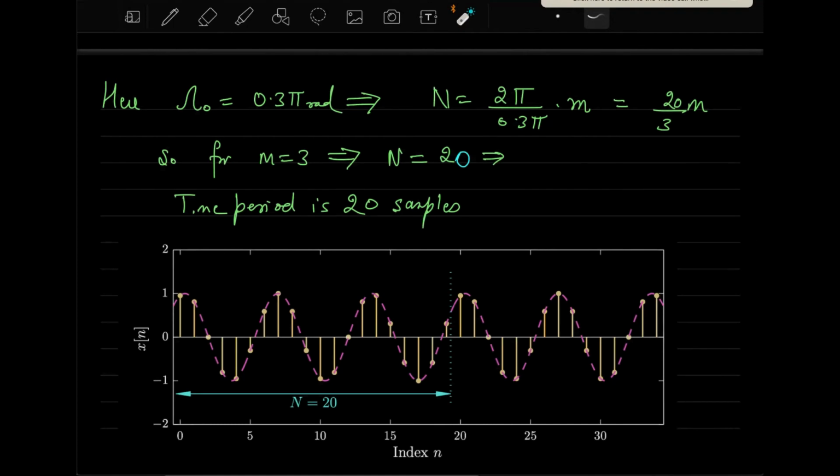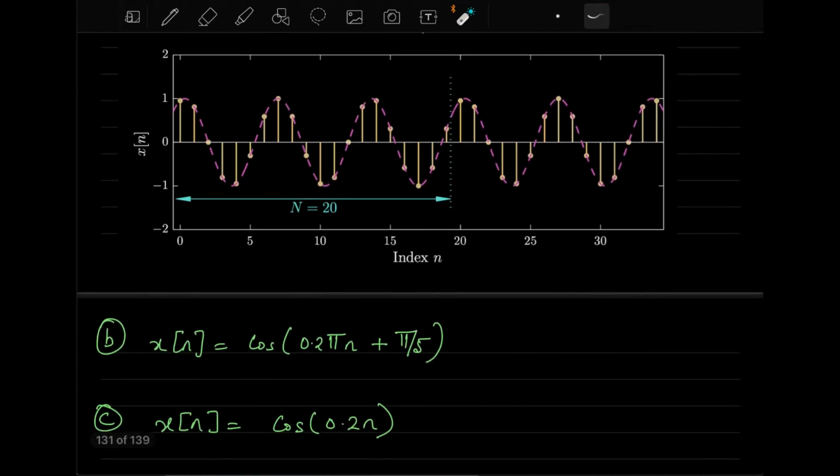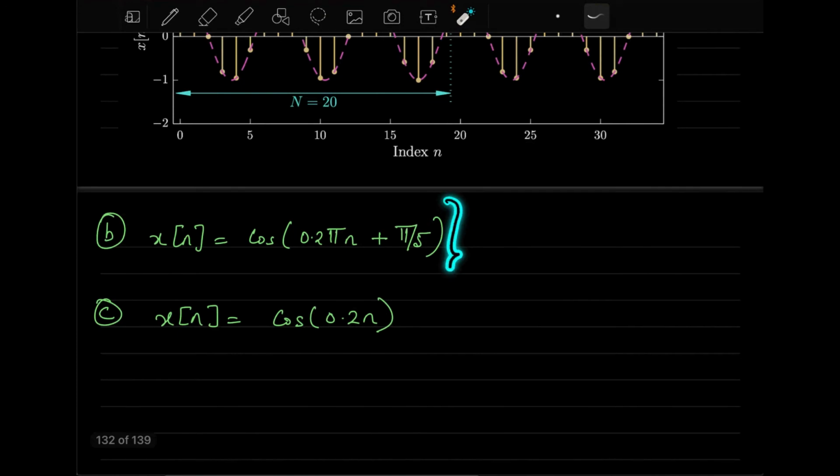Okay, so what we were discussing was 20 samples here. As you see, this is the time period of the discrete time signal, and after this 20, you will see that these samples repeat again. So from here you can see that n equal to 20 is the time period for this particular discrete time signal. So let us say if you have these two equations, can you give me the answer for both of them, like what will be the time period of this and what will be the time period for this?